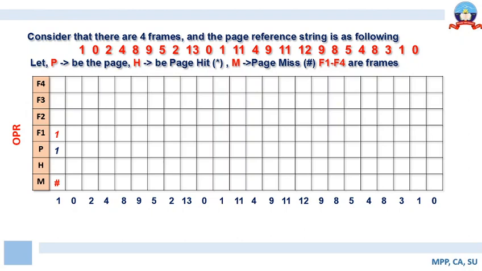Now likewise, after 1 there is a request for page number 0. Since page number 0 is not available in the memory, it has to be loaded into the main memory. Again we have a page miss. Then after 0 there is a page request for page number 2. So since page number 2 is not available in the memory, page number 2 is brought into the main memory.